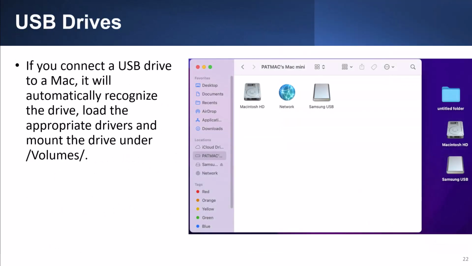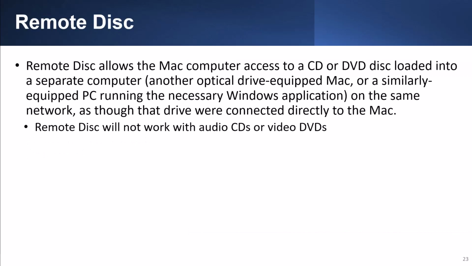If you connect a USB drive to a Mac, it will automatically recognize the drive, load the appropriate drivers, and mount the drive under /volumes. Remote Disk allows the Mac computer access to a CD or DVD disk loaded onto a separate computer, another optical drive equipped Mac or similarly equipped PC running the necessary Windows applications on the same network, as though the drives were connected directly to the Mac. Remote Disk will not work with audio CDs or video DVDs. This option is not as common today because of the shift from optical disks to USB devices.